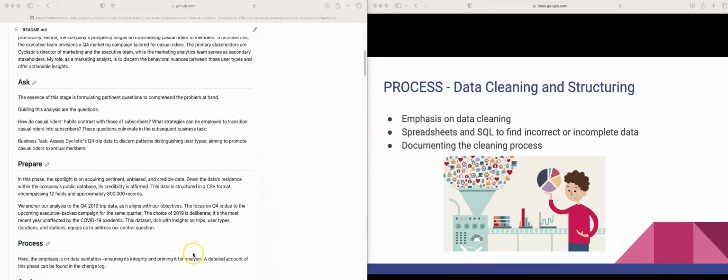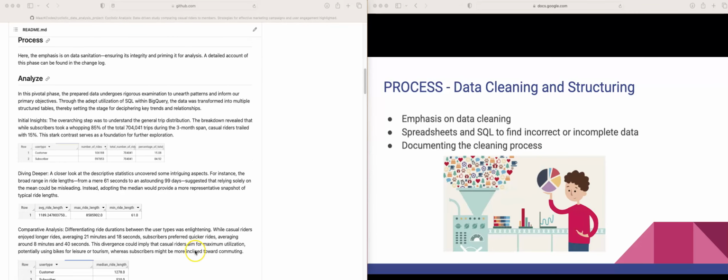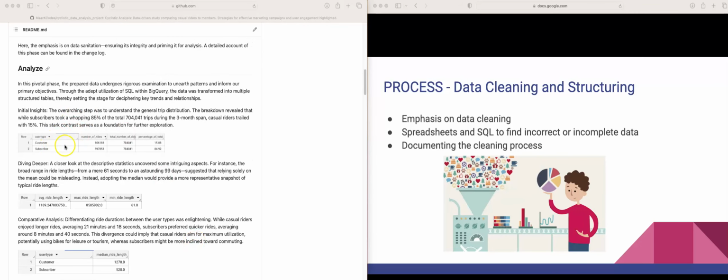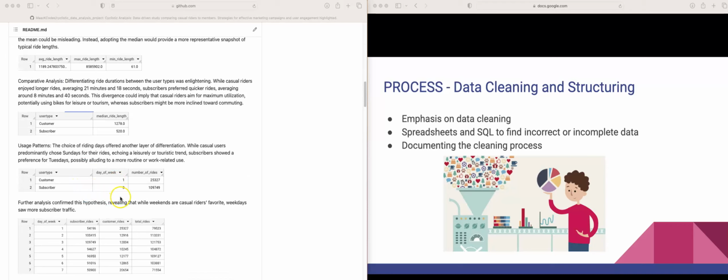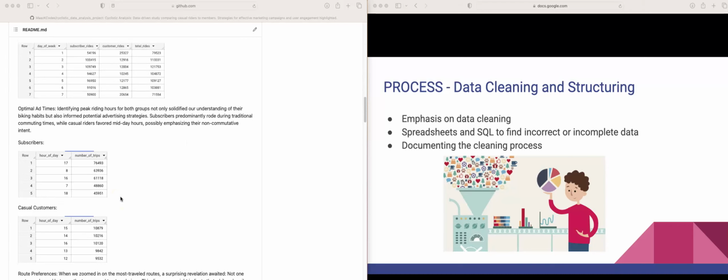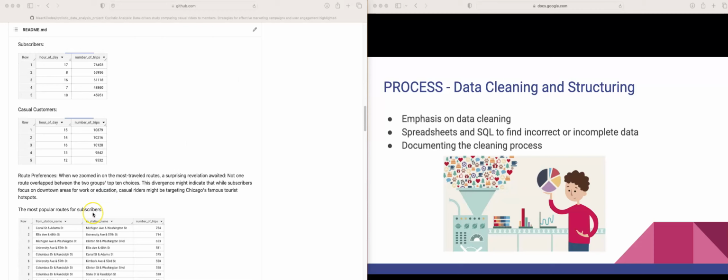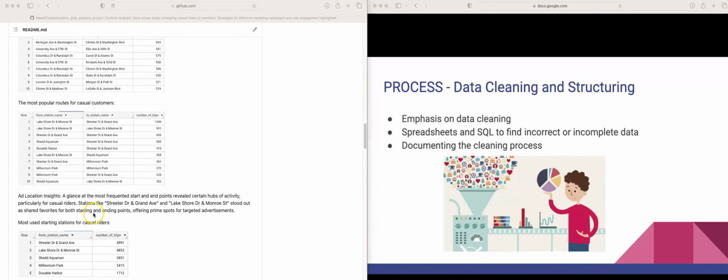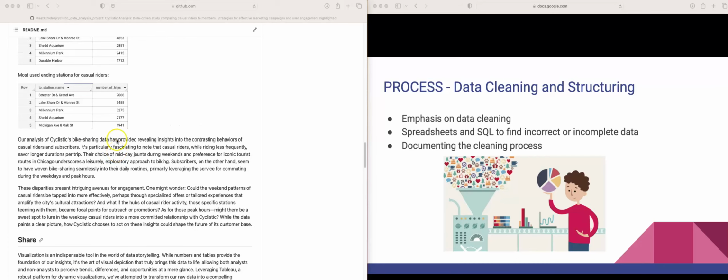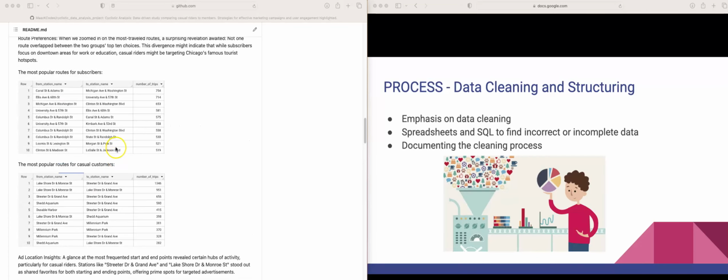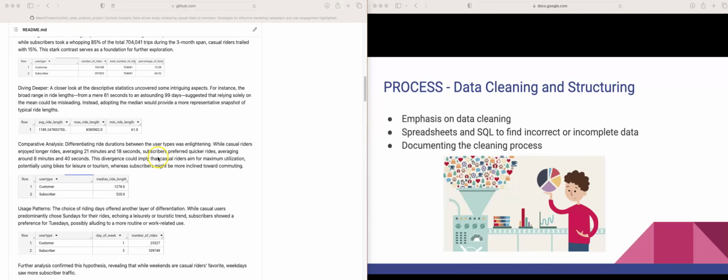And as you could see, scroll down over here and you could see the analysis that was conducted using BigQuery SQL. And through using various tables, various queries, we were able to come up with some analysis. But this is not the best way to show stakeholders what we came up with. So thankfully we have the next stage, which is ask.